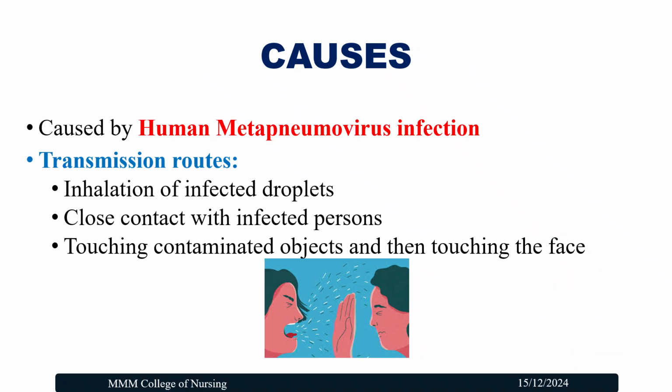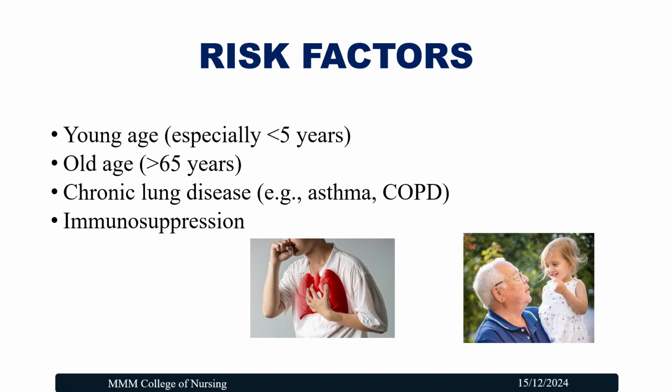The cause of this infection is the metapneumovirus. Transmission routes are inhalation of infected droplets, close contact with infected persons, and touching contaminated objects and then touching the face. Risk factors are young age, especially below 5 years, old age, that is above 65 years, chronic lung disease, for example asthma and COPD patients, and immunosuppressed patients.